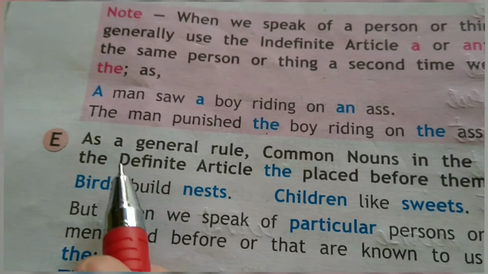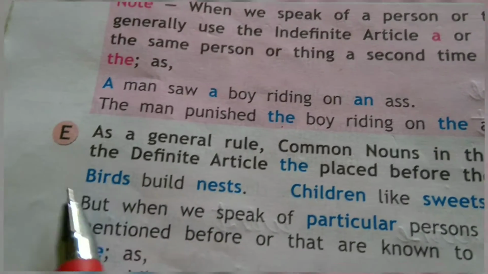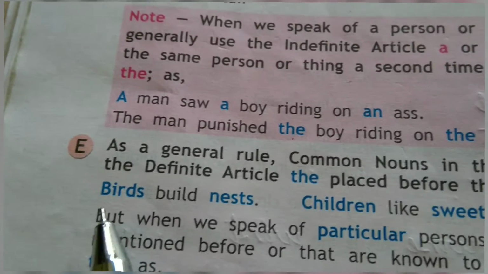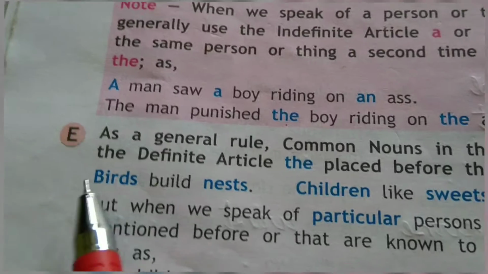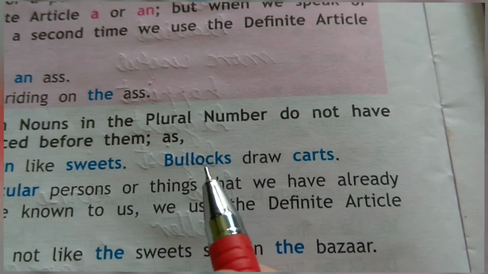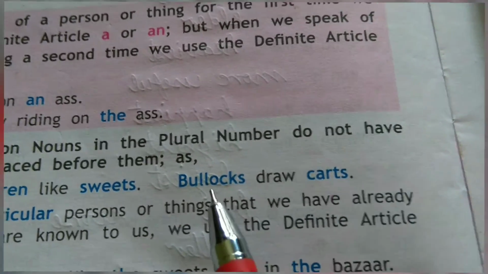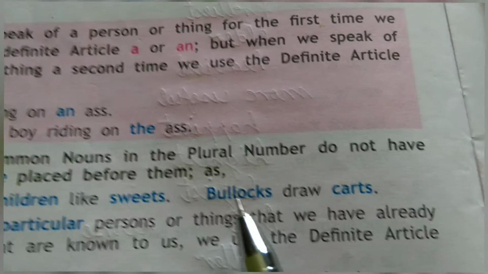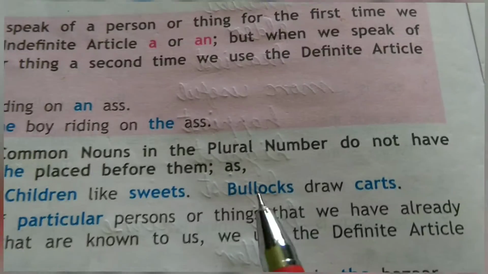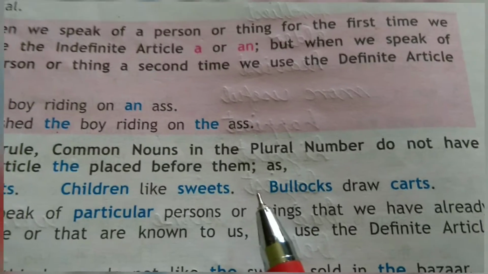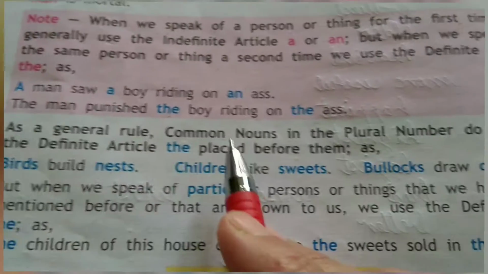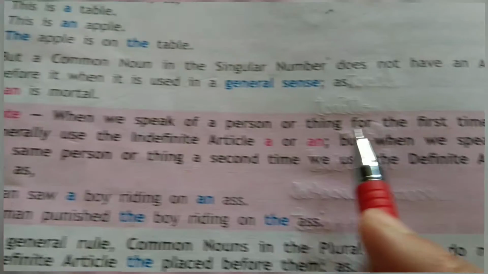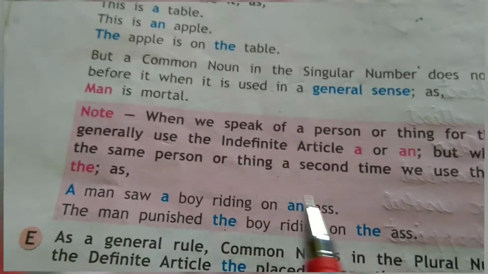Here I'm not talking about particular birds. I'm talking about birds in a general sense. So the will not be used. Here also, bullocks draw carts. Here I am not talking about a particular category of bullocks. I am talking generally about all bullocks. So no article before this. Understood? So common nouns in plural might not have articles, but a common noun in singular can never be written without an article.